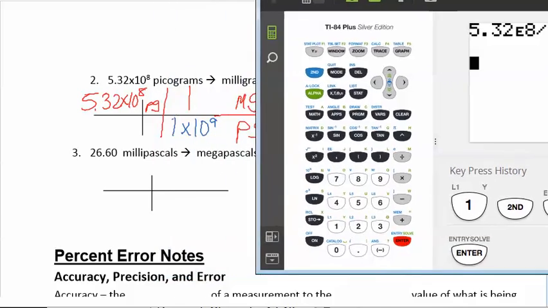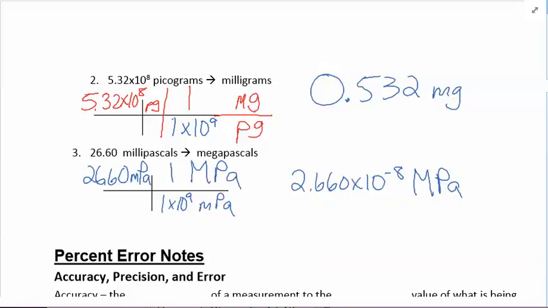The reason why we're dividing in this problem is because our number is in the denominator. Anytime you have the number on the bottom, you're dividing. Anytime you have the number on top, you're multiplying. So here's the work for the third example. Hopefully you tried it on your own.